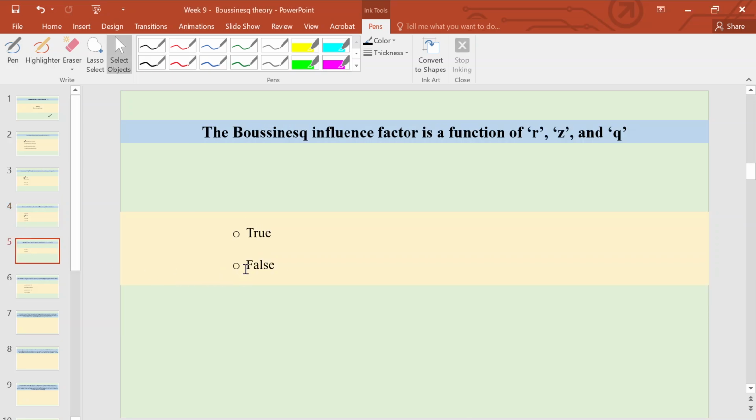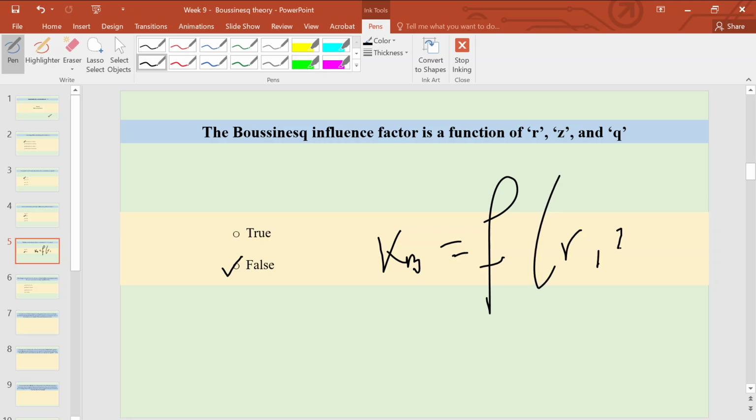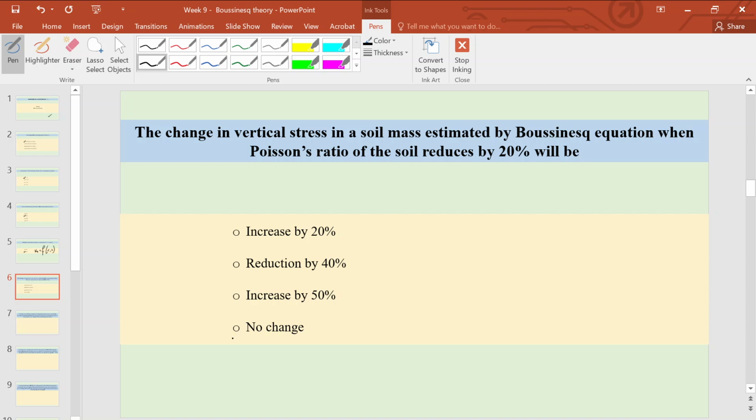Yes, sir. So this one was false. The Boussinesq influence factor, I have written over here, is a function of R and Z, right? Now I'll just try to save it. It is saving. I'll keep saving it time and again. This one was no change, because the Boussinesq influence factor does not depend on the Poisson's ratio.